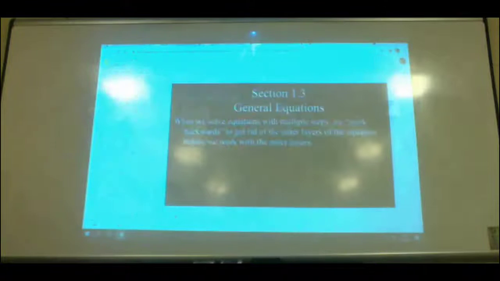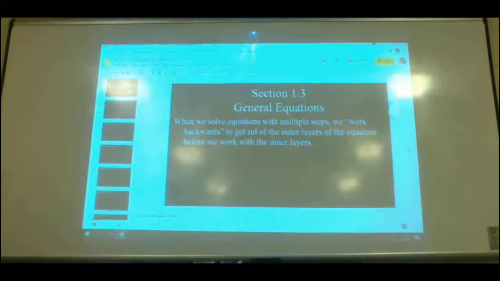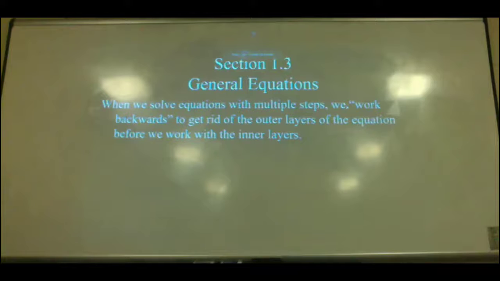Now, unfortunately, things tend to get longer the more we go. We had one step, we have two steps, and now they're saying general, which means they're going to start throwing more than just two steps at us. But again, the whole idea is you work from the outside, peeling off the layers and getting closer and closer to the x so that finally you get the x by itself. And I'm going to keep talking about that pretty much every time.